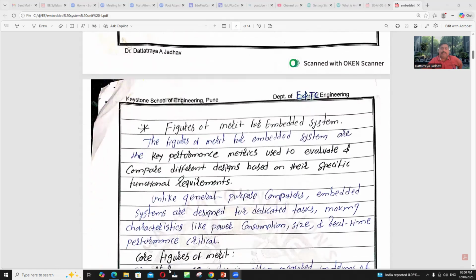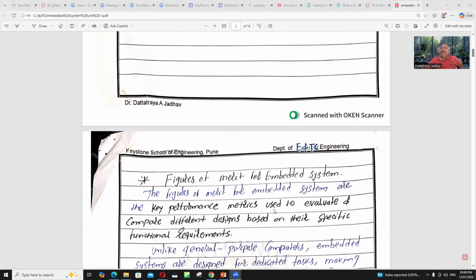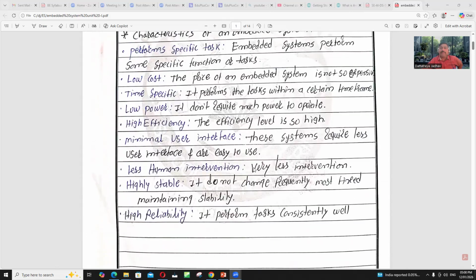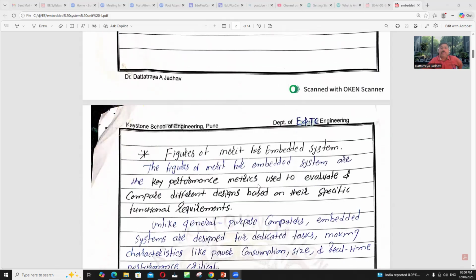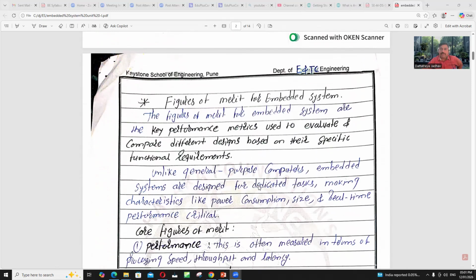These are the important characteristics of the embedded system. After that, there are some figures of merit for the embedded system we have to consider. The figure of merit defines the performance parameters of a system. First we learned the characteristics, which need to be present in a system, and then we have to evaluate and calculate the performance of that system. The performance calculation totally depends upon the figures of merit.